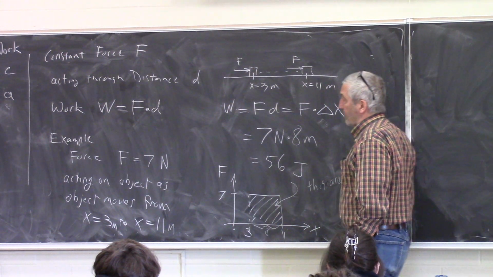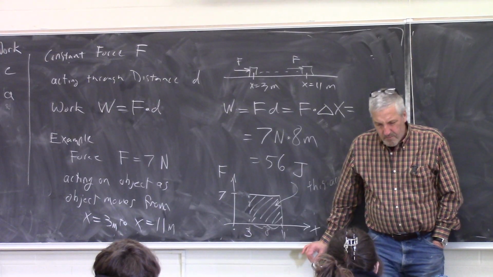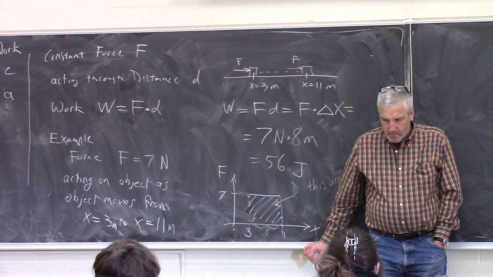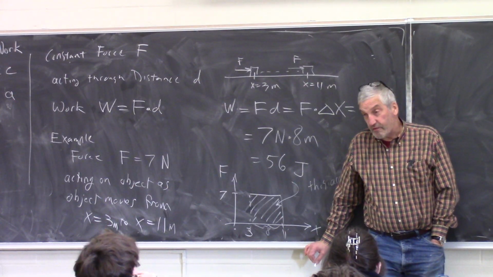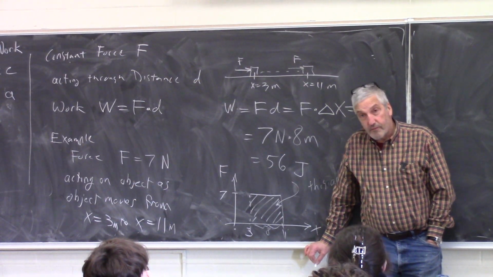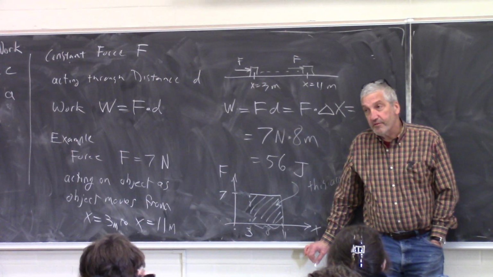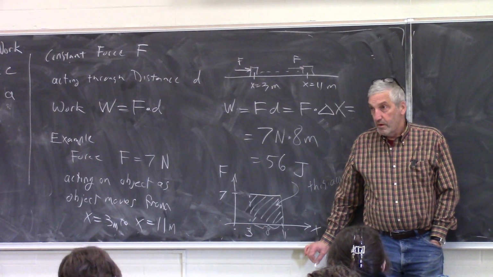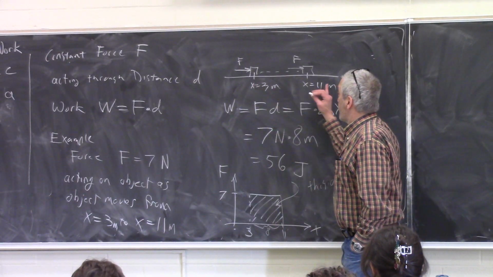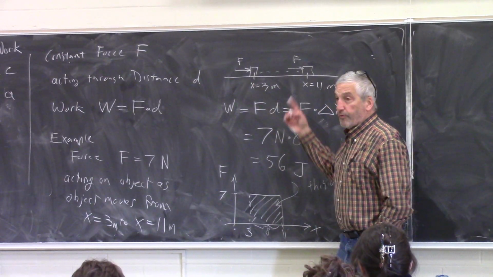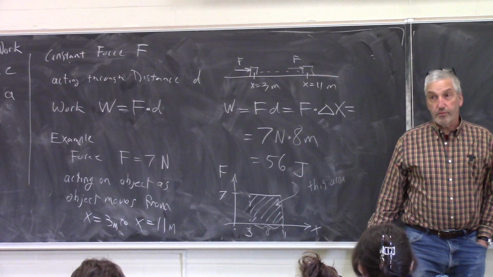But mathematicians love to gripe about how physicists and engineers are sloppy with math. But the thing is, if you read these math books, the mathematicians are sloppy with their physics. This object is moving from here to here, and there's the force, so the work is 56 joules, right?